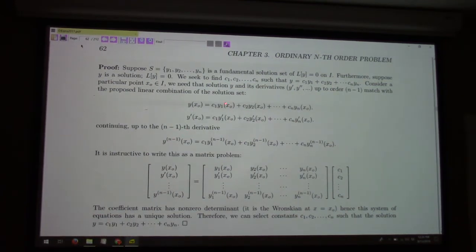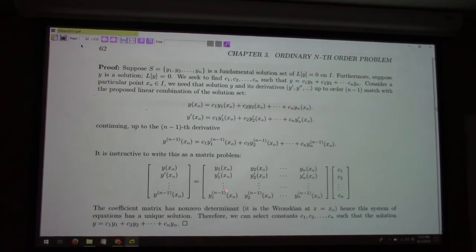So then what I'm trying to do is find C1 through Cn which match that linear combination to the given y. And so if you look at that, that becomes the problem of solving these n equations in n unknowns, right? So these are given. These are also given because we're given a fundamental solution set, and we're just trying to find the C1 through Cn.